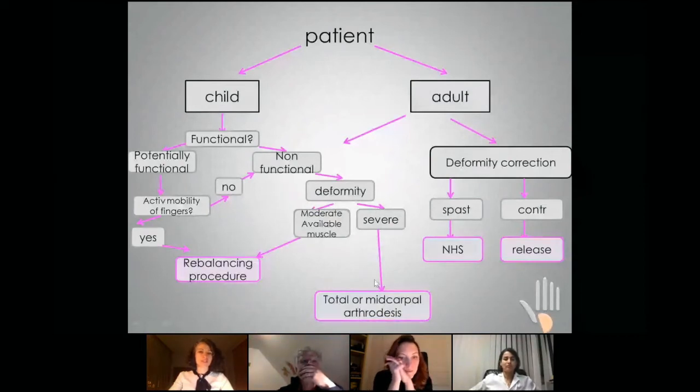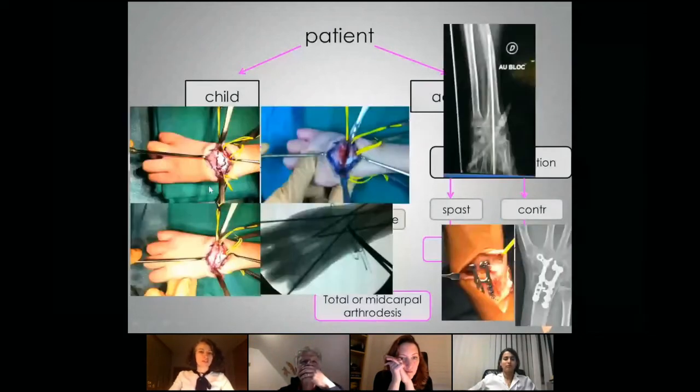If we have a severe deformity, we will go for a total or mid-carpal arthrodesis. Usually in children, we will prefer a mid-carpal arthrodesis, so we will remove a triangle in the mid-carpal, and then we will close this angle and fix it. In adults, we will do more total arthrodesis, and we can do it with a pin, like Nadine N.Sturbois does very often, or we can use a plate like those plates in order to fix all the radiocarpal.